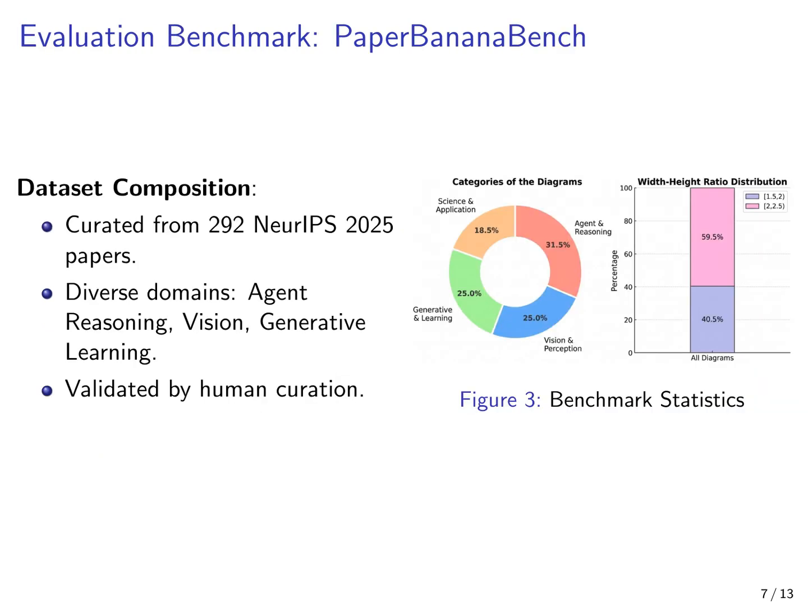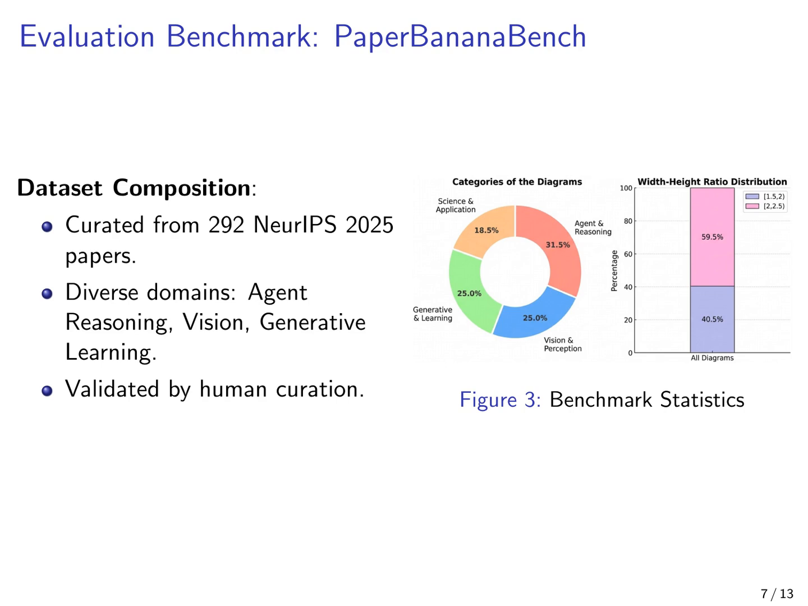Of course, a new system is only as good as the way we evaluate it. And to really put their framework to the test, the authors built PaperBananaBench, a brand new benchmark curated from 292 different diagrams, all from recent NeurIPS papers. So it's very relevant to the work we do.